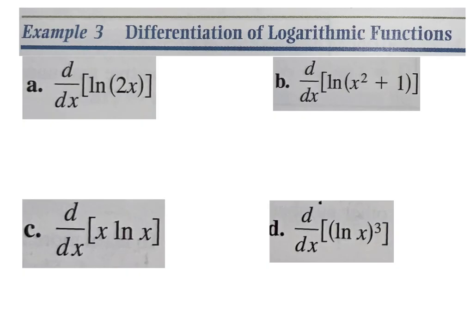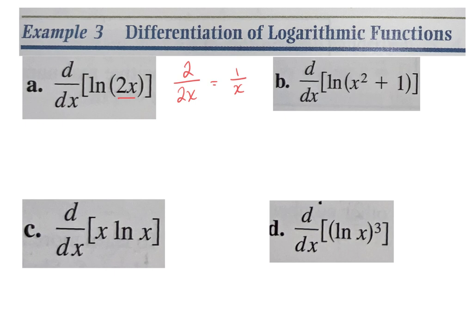Example 3. d dx, that's just saying find the derivative. Find the derivative of the natural log. What's inside of my natural log? 2x. So on top, I am going to take the derivative of 2x. What is the derivative of 2x? 2. And on the bottom, I'm going to have my function that was in there, 2x. That reduces. What does that reduce to? 1 over x. That is my derivative.